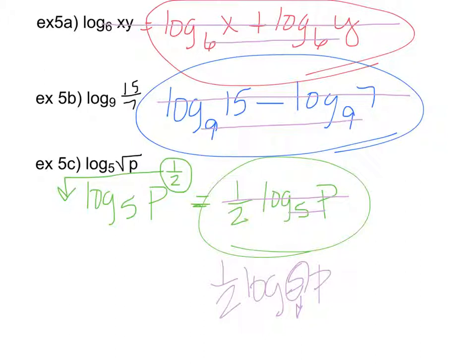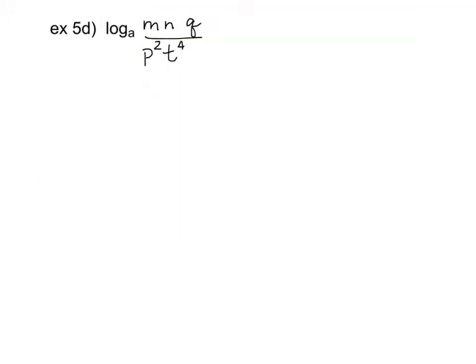Cool. Let's try some that kick it up a notch. All right, check out this little beauty. We have log base a of this whole thing, mnq divided by p squared t to the 4th. So we put everything together. We've got multiplication, so we're using the product property. We've got a quotient, so we're using the quotient property. And we have powers, so we get to use our power property. Pretty cool, right? When you go to solve these problems, you start with what is encompassing everything. So what's my biggie here? What touches everything? What operation?